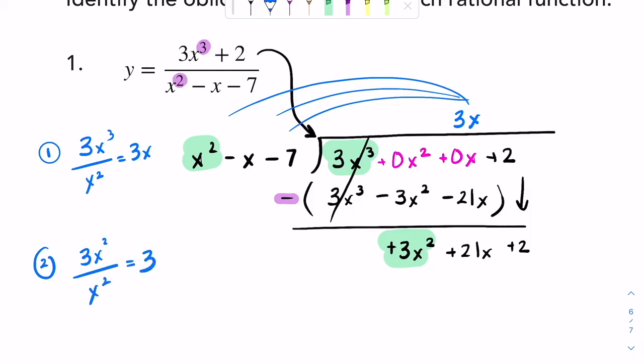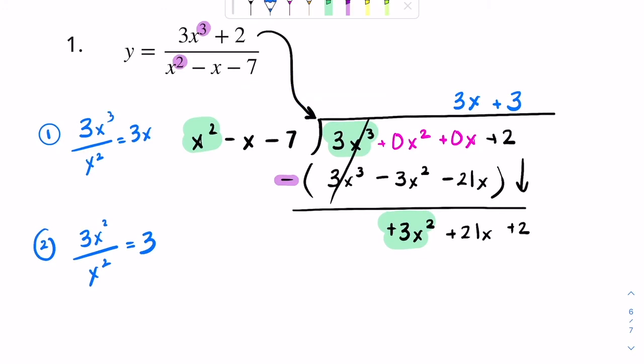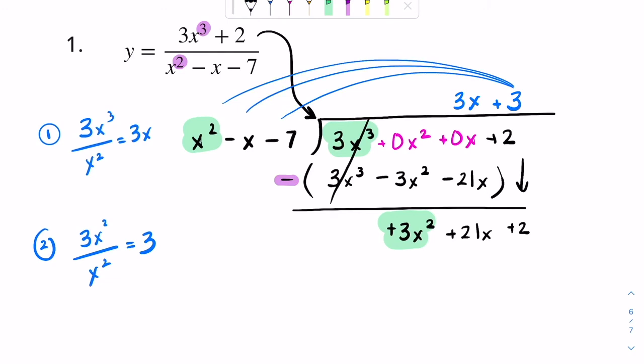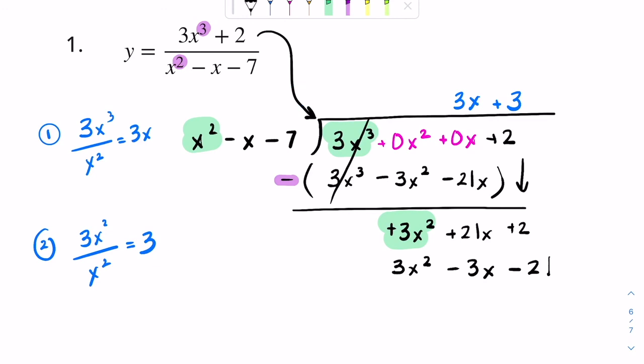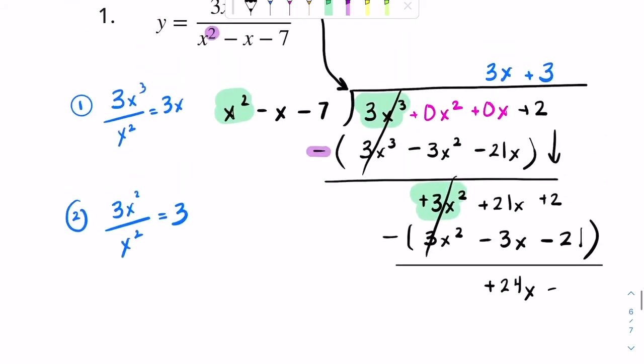3x squared divided by x squared is 3 for your final term of your quotient, of which you multiply out to all terms in the divisor. This gives you 3 times x squared, or 3x squared. 3 times negative x, negative 3x, minus 21. We're subtracting all 3 terms. 21 minus negative 3 is the same as adding, so that would be plus 24x. 2 minus negative 21 is the same thing as adding. 2 plus 21 is 23.